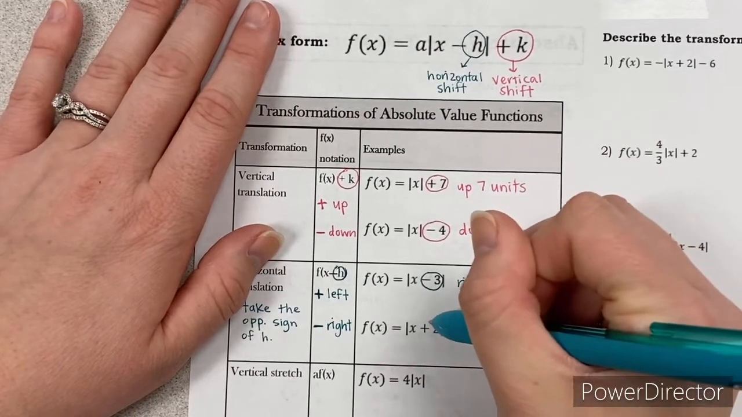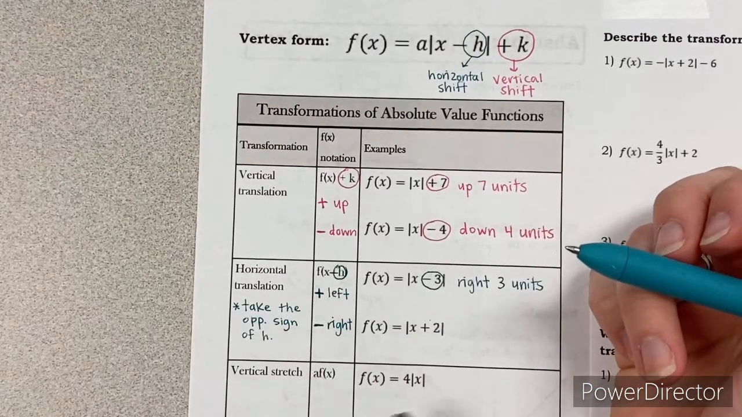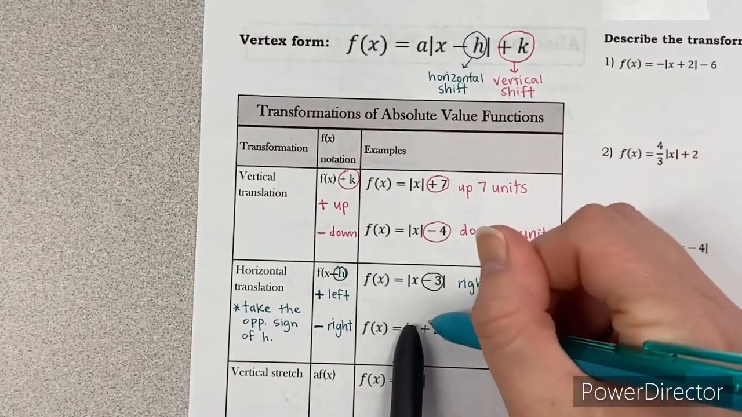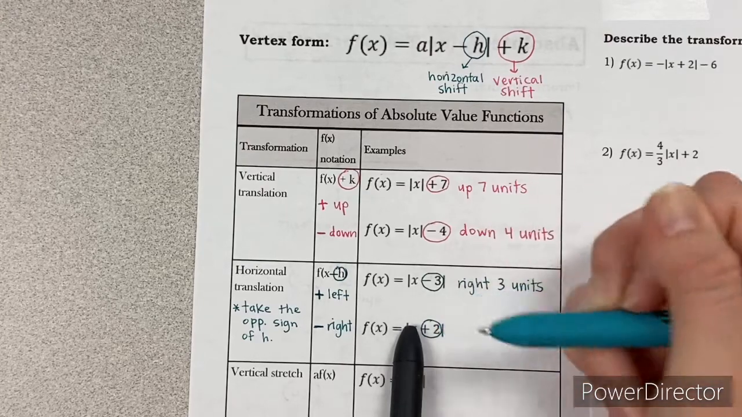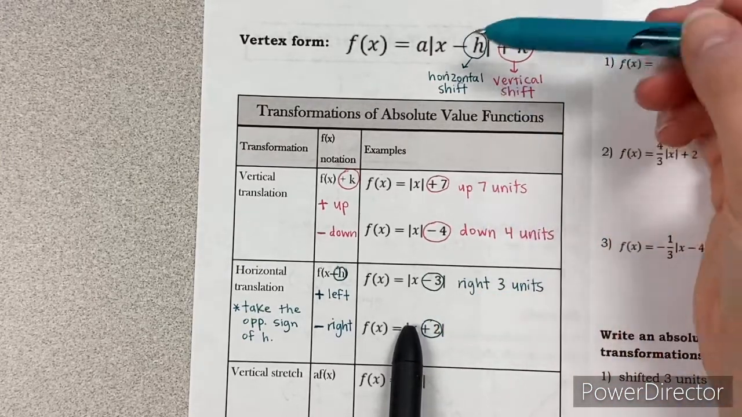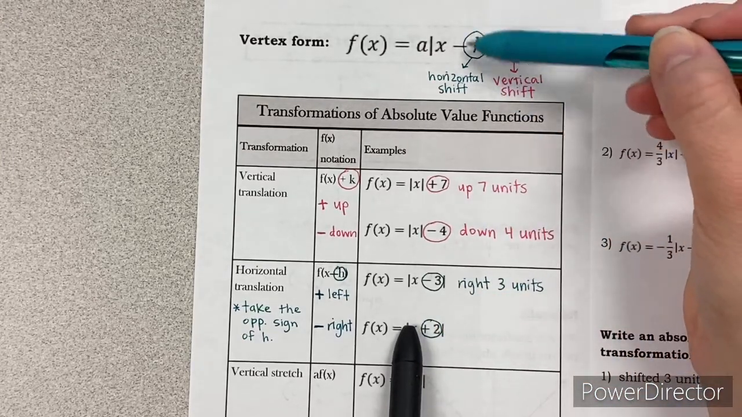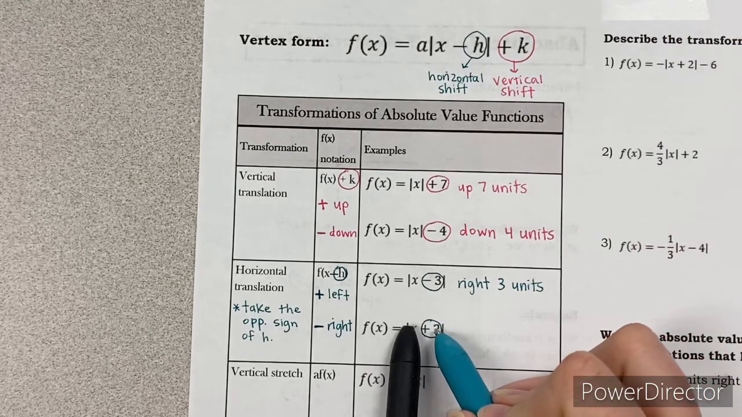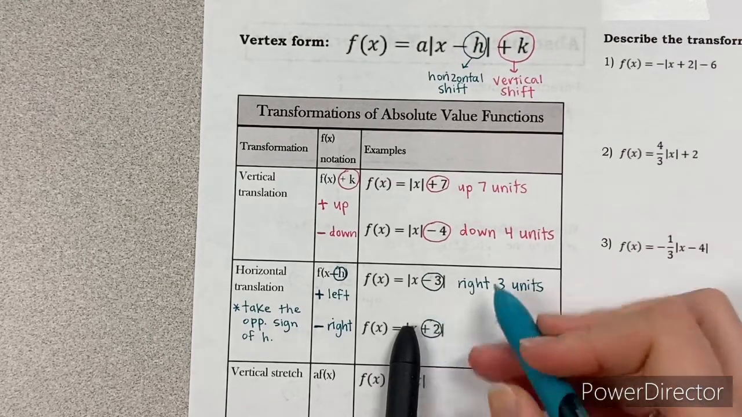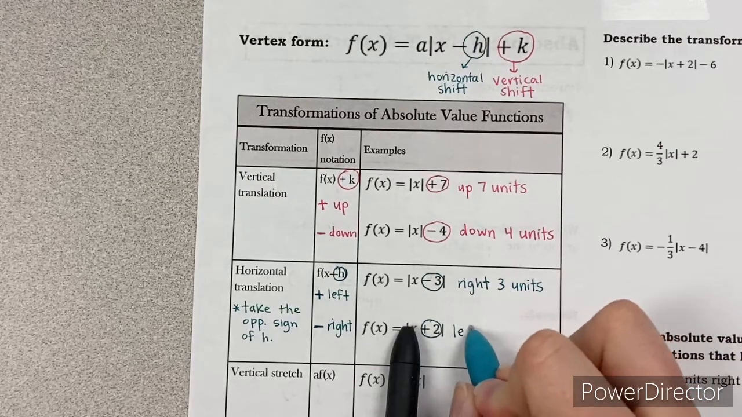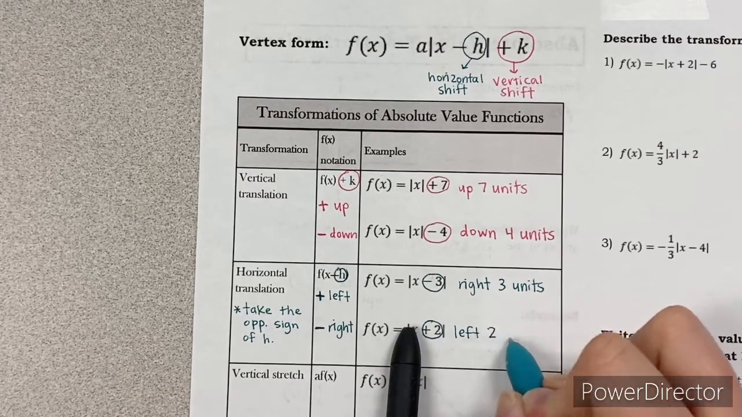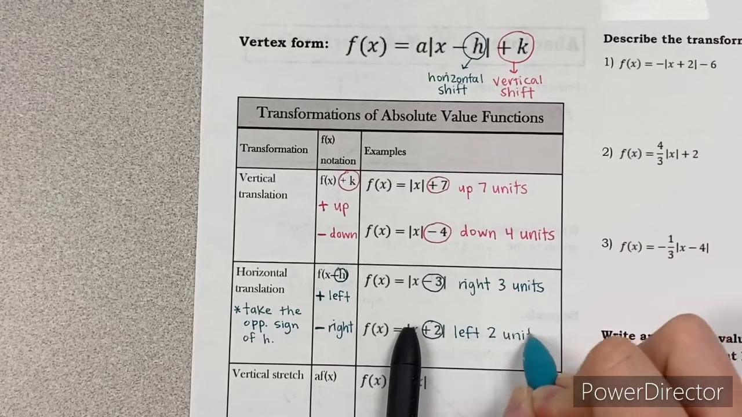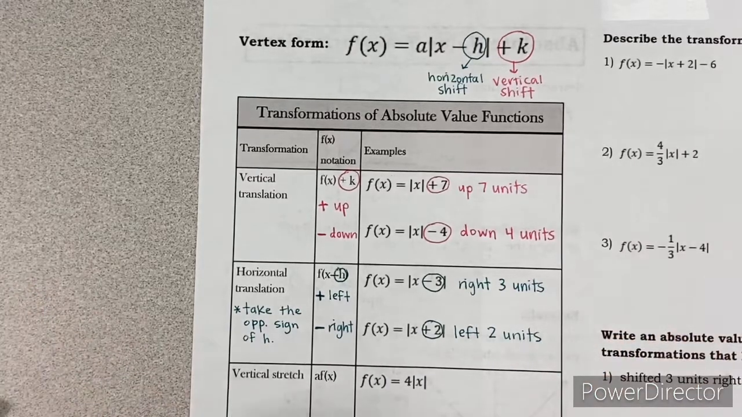Now this one down here, I'm going to cover up the X, and I've got this +2 on the inside with the X. That is going to be in that H value spot, and we got to do the opposite. So it's +2 right here. So that means it's actually -2. So I'm going to go left 2 units. And there we go. Those are your horizontal shifts.